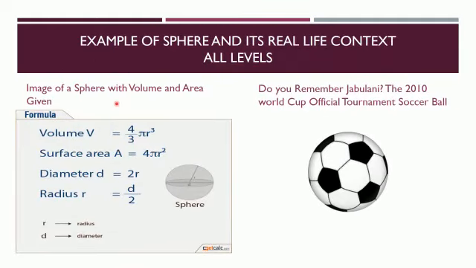Image of a sphere with volume and area. A sphere is indicated just like this. Remember, a soccer ball, the one that was used in the 2010 World Cup, is an example of a sphere. The volume of it is 4 divided by 3 multiplied by pi multiplied by r to the exponent 3. That is 4 over 3 pi r cubed. The surface area is 4 pi r squared.